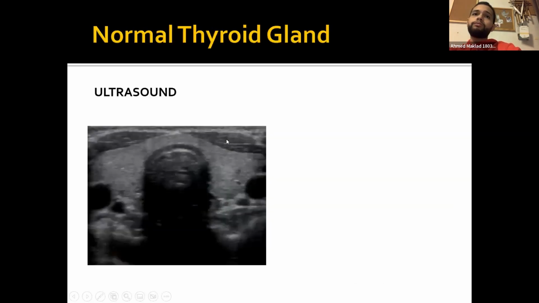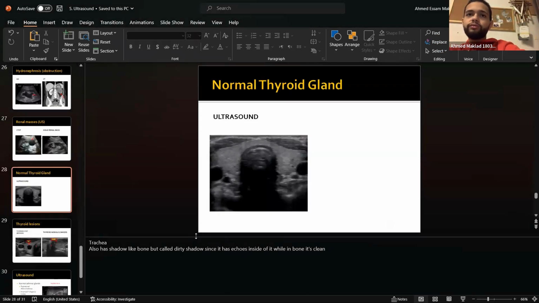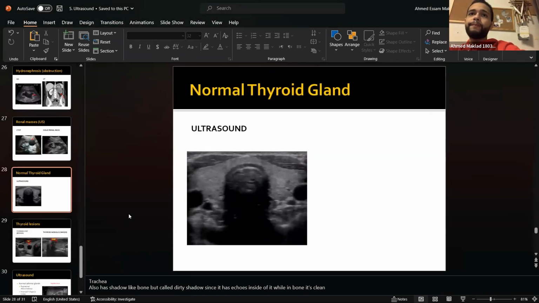All right. So thyroid is probably the hardest thing to visualize on an ultrasound. I'm not really sure what she's trying to tell you here, but this is how a normal ultrasound looks, I guess. Honestly, I don't know what to explain here.